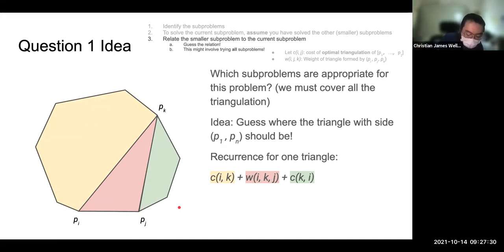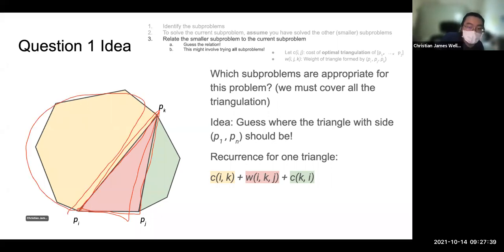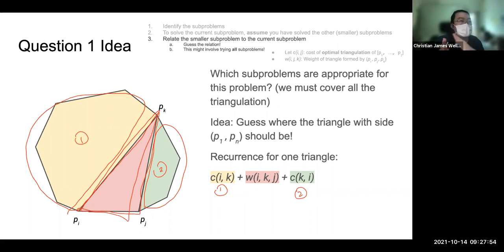right? So let's say you know the answer to this weight already, because we can compute it in O(1) time based on our assumption. Then you consider this subproblem. This is subproblem 1, and this is subproblem 2, right? So this is considering a smaller case. Okay, anyone confused by this diagram so far? This is just after making a guess of where that triangle should be, we try to see how we compute the cost of triangulating this entire thing. Computing the cost for this particular polygon with this red triangle.